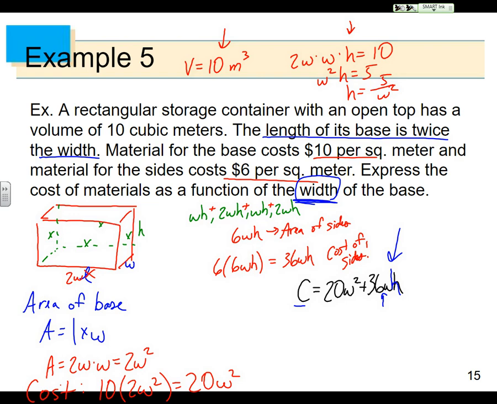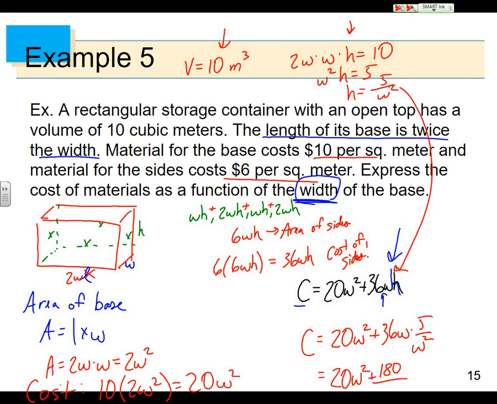So now I can plug this in for h. I get my cost function: 20w squared plus maybe 36w times 5 over w squared, which will simplify to, let's see, 36 times 5.